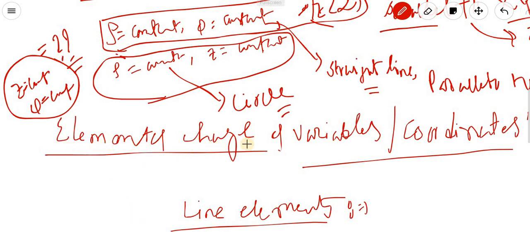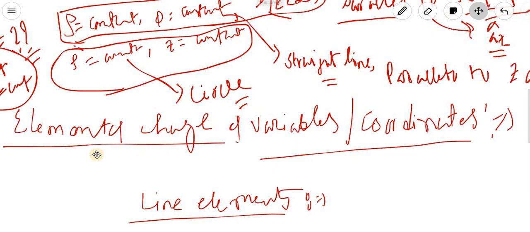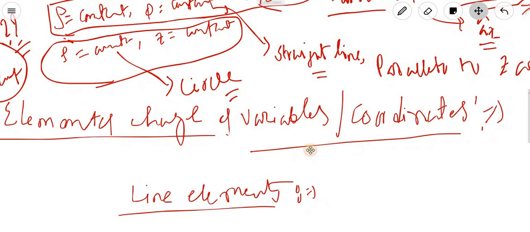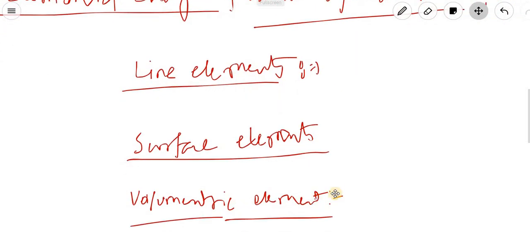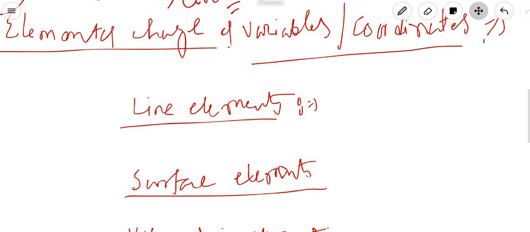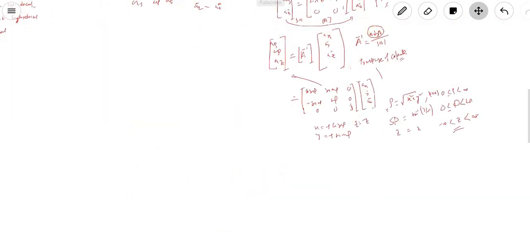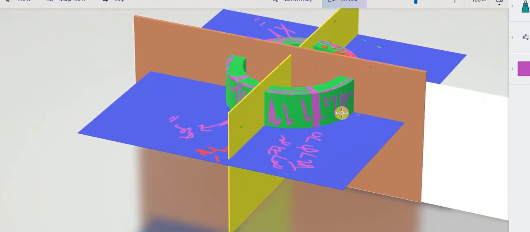Now we will be discussing the elements of change of variables or coordinates. Suppose we are changing the coordinates. What will the elements be? The line elements, the surface elements and the volumetric element. Now how can we change these things? Before going to this, we have to erase everything.